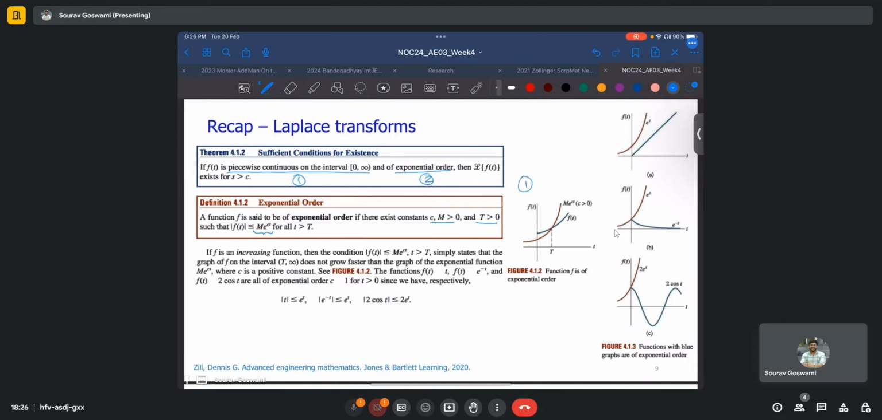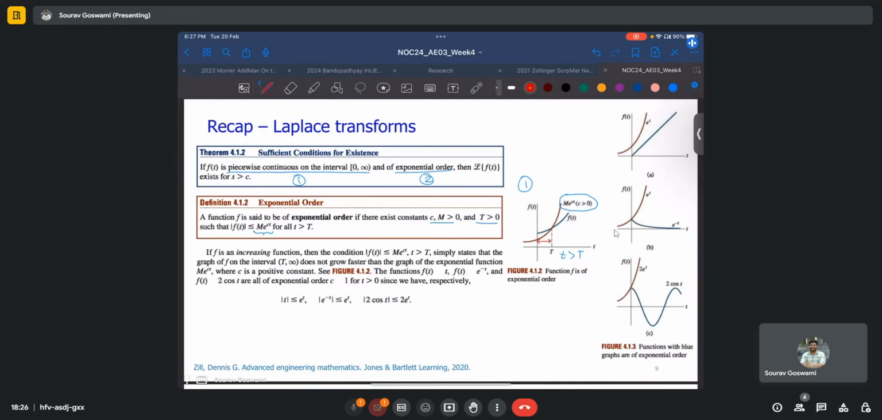Typically we see that for this example in figure 4.1.2, our given function f of t in blue is of exponential order for all t greater than capital T, because its magnitude is lower than m e power ct, where c is greater than 0. However, for this region where small t is less than capital T, the magnitude of the function f of t is greater than m e power ct. So in this region, it is not of exponential order.